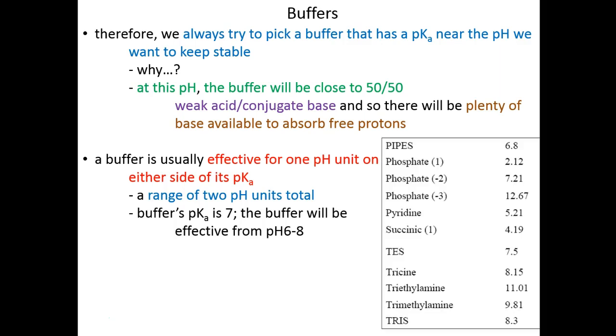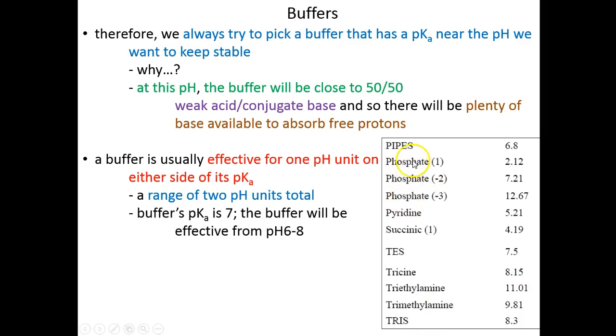Here are some commonly used buffers in biochemical settings. PIPES is used very often because its pKa is 6.8, very, very close to 7. Tris you've probably used already, even if you don't realize it. Tris is very commonly used, and it's usually pH'd to 8. The pKa of Tris is 8.3.